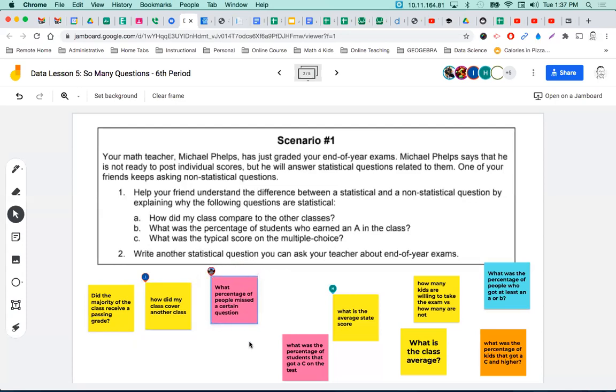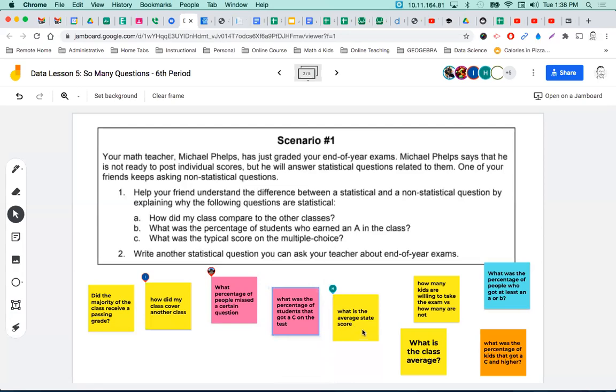What percentage of people missed a certain question? I would say there's those certain tests that you take where there's one or two questions that are going to make or break how you do. And if you know how the class did on those questions, you probably have a better idea as to how you did. What was the percentage of students that got a C?